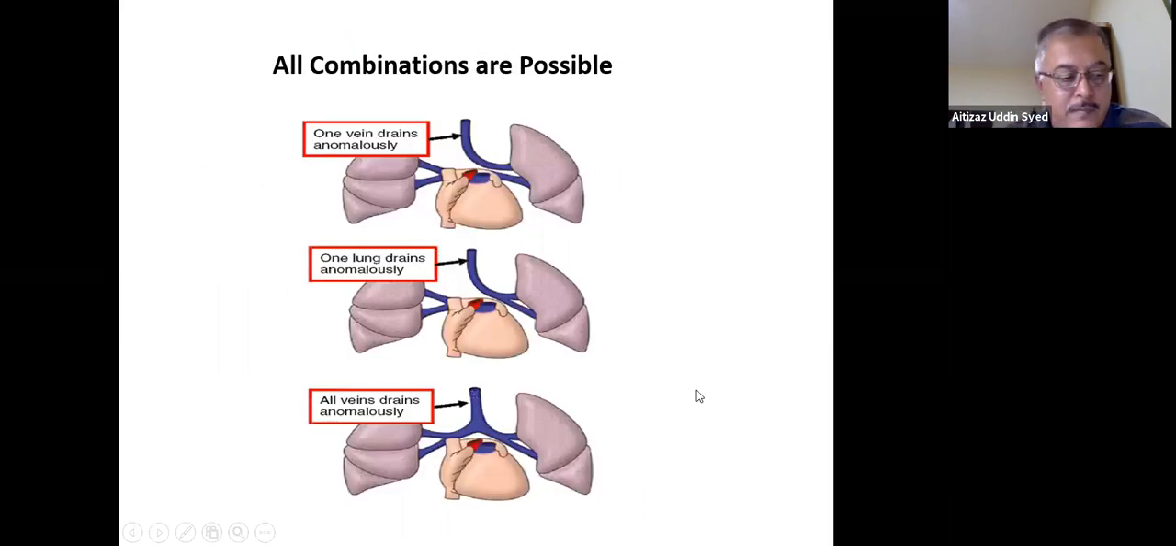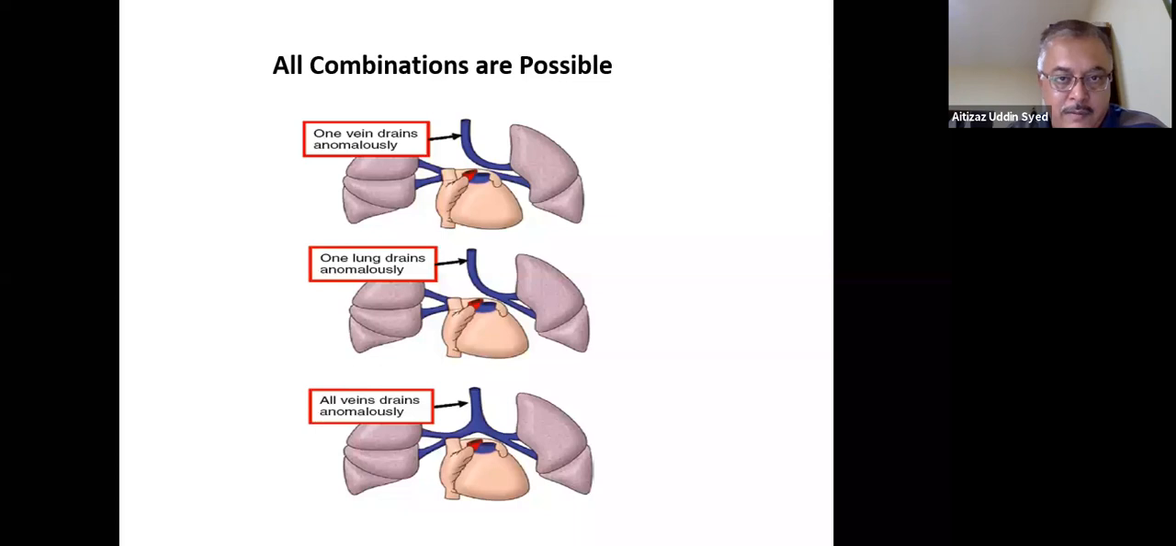So, like I said in the beginning, if you have some idea of the development, you can imagine that all combinations are possible. One combination is that three veins go to the left atrium, but one goes somewhere else. In this cartoon, it seems to be going up, but actually most of the time it goes down, which you understand as part of scimitar syndrome. And sometimes one whole lung may go up anomalously, while the other lung is connected normally. These are some variants of partial anomalous pulmonary venous return.